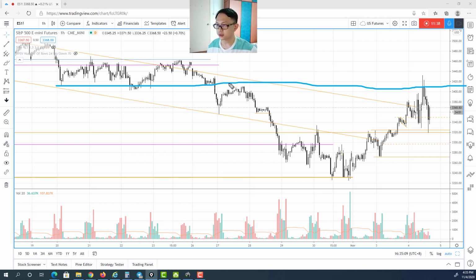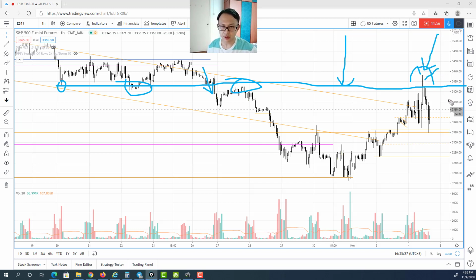So this is a relatively big level because we have quite a few touches as a support, and then once it's broken down, the price came back to test it. So definitely a very valid level, somewhere around 3400. And look at the price just reject from this level. So take a look at these two rejection tails.